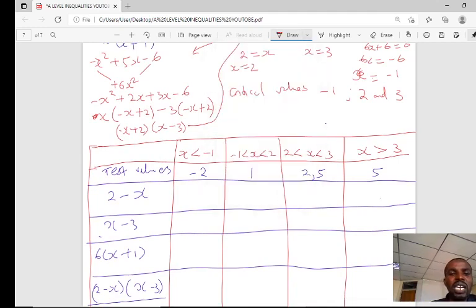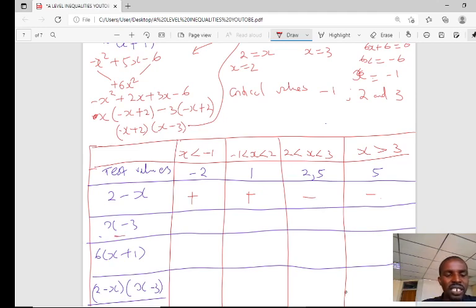Determining our signs. On the first one, 2 - x. You can put -2 where there is x. It will be 2 minus -2, which is plus 4, so it will be a positive sign. Then you put 1 where there is x. 2 - 1 is plus 1, positive. Then you put 2.5. 2 - 2.5 is -0.5, it's negative. Then you put 5. 2 - 5 is -3, negative.